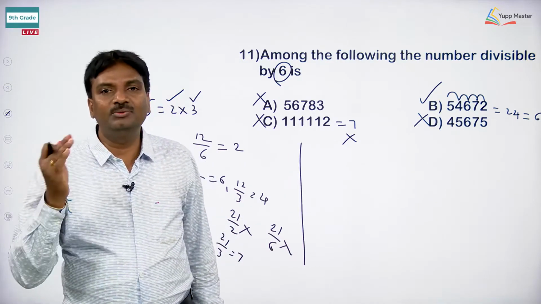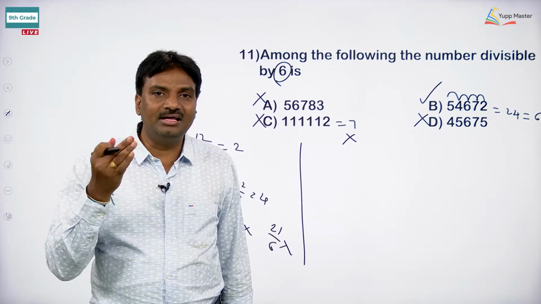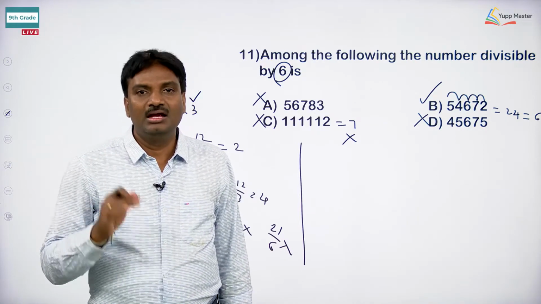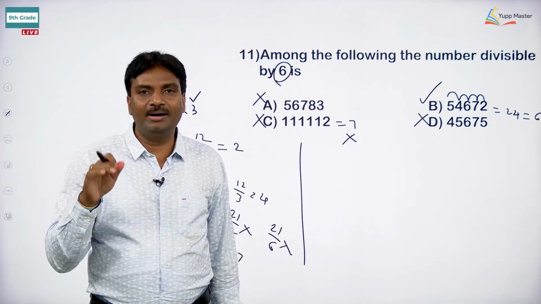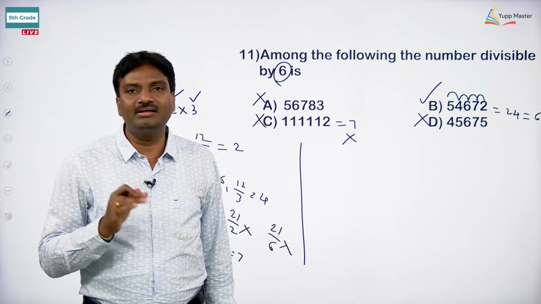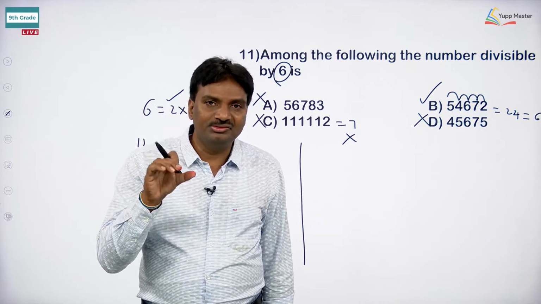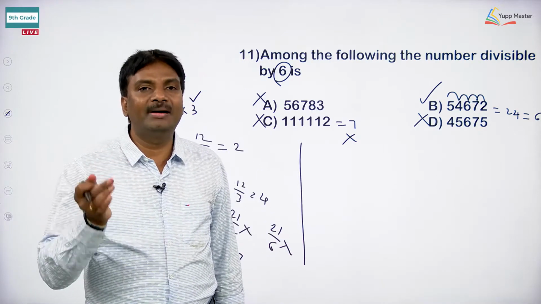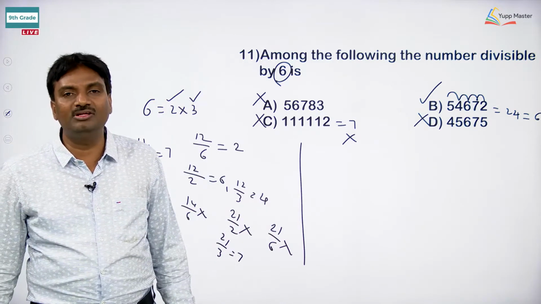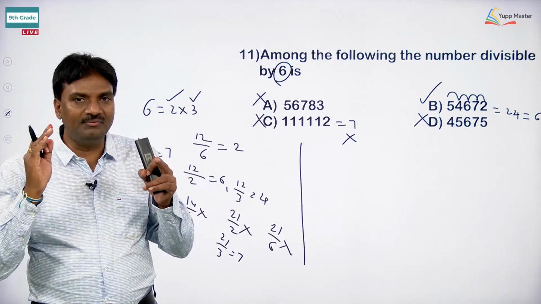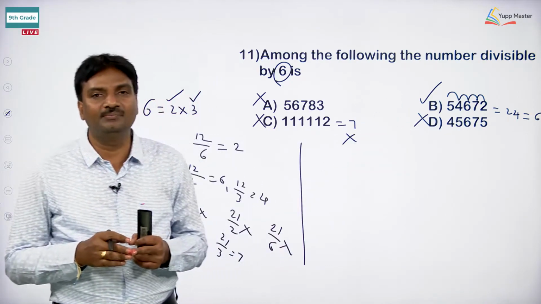So what is the divisibility rule of 2? If the last digit of the given number is either 0 or an even number, then we can say the number is divisible by 2. The divisibility rule of 3 is, if the sum of all digits of the given number is divisible by 3, then we can say the number is also divisible by 3. By applying the divisibility rules of both 2 and 3, we get option B as the correct option.